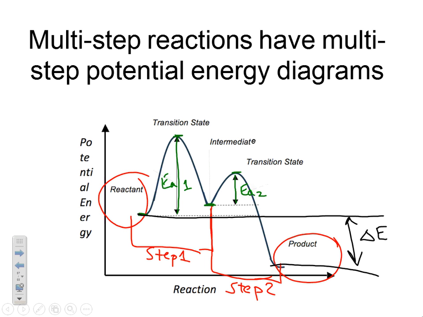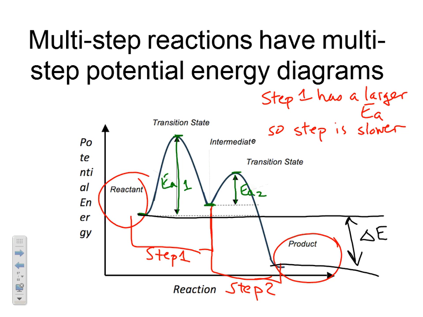But then we can also ask the question, which step is the slow step? Is it step 1 or is it step 2? And then it's simply comparing the activation energies of step 1 versus step 2. So step 1 has a larger activation energy. So step 1 is slower. So if step 1 is slower, then think back to reaction mechanisms. That means that step 1 is the rate determining step. That means that the rate law for step 1 is the same as the rate law for the overall reaction.